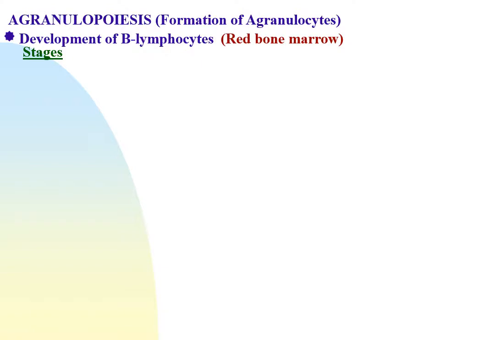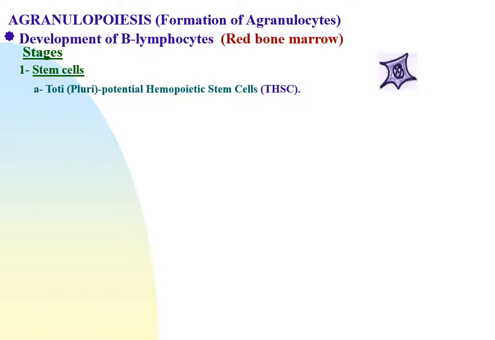Stages: stem cells. Toti or pluripotential hemopoietic stem cells are primitive embryonic cells, also called hemocytoblasts. They are large branched cells with basophilic cytoplasm and large pale nuclei having prominent nucleoli. They can give rise to all different types of blood cells and through division differentiate to form restricted stem cells.